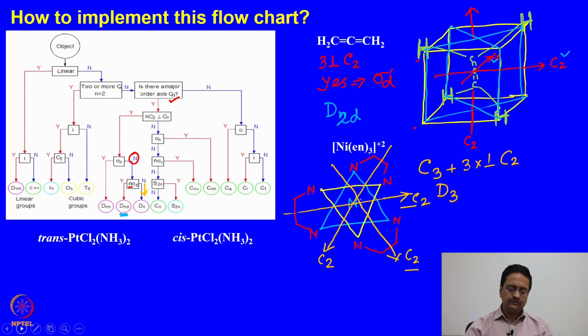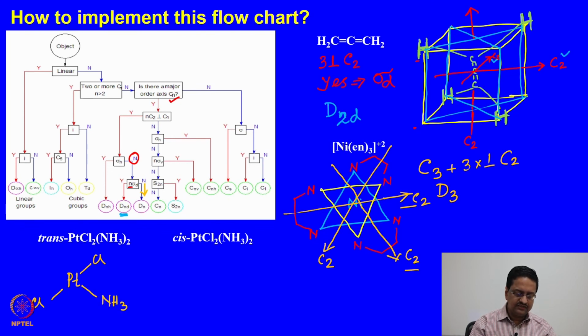Now, I have written two molecules for which I would like you to find out the point groups yourself. We can again draw these molecules for your understanding. Platinum, it is trans. So, we have 2 chlorines at trans position, 2 ammonia at trans position, like that. And when it is cis, we have platinum with 2 chlorine atoms on one side and the ammonia molecules on the other side.